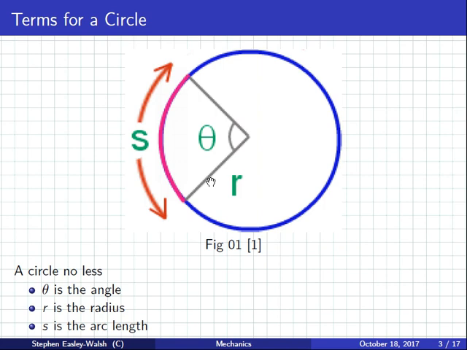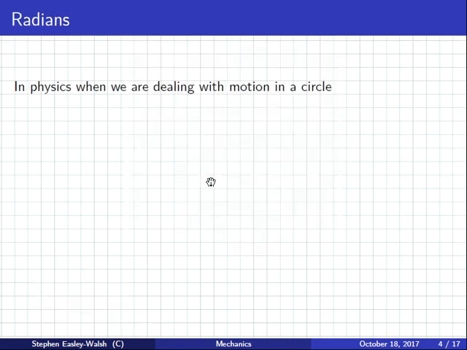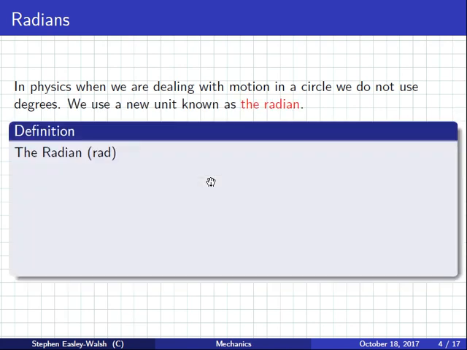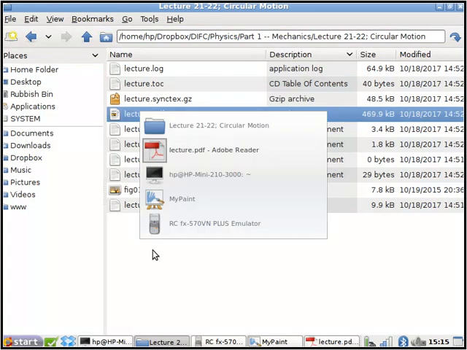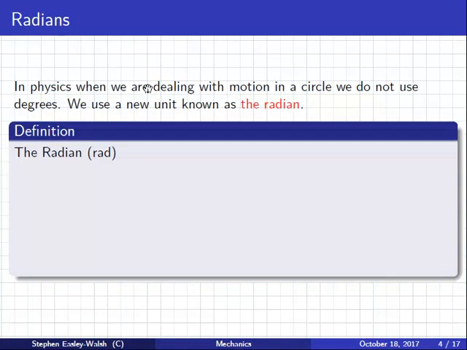Right, continuing. In physics, when we're dealing with motion in a circle, we do not use degrees. There's another unit which you will learn about in math class, called the radian. And what precisely is a radian? In a circle you have 360 degrees. We don't really use degrees in physics. We use this thing called a radian.